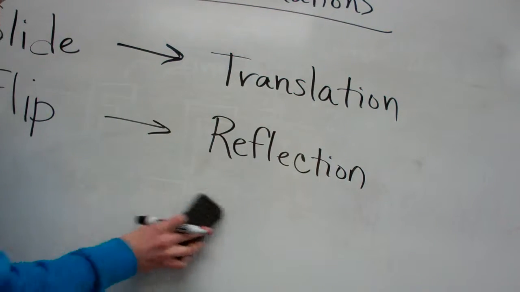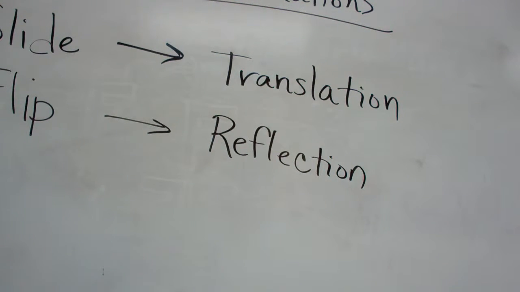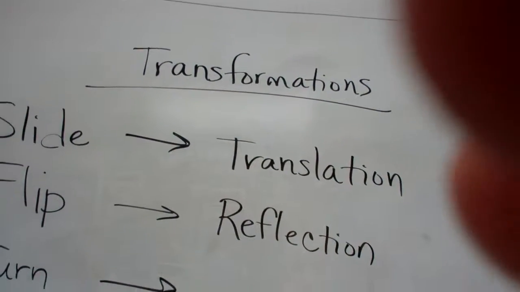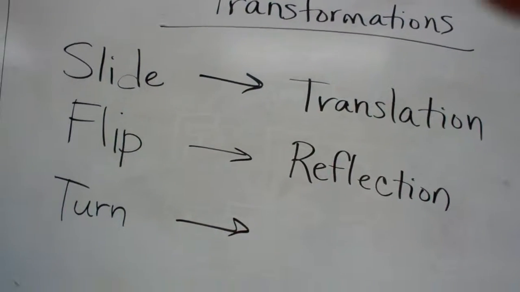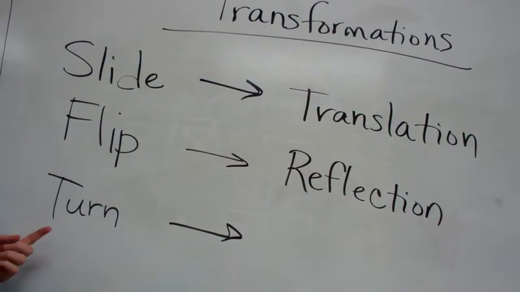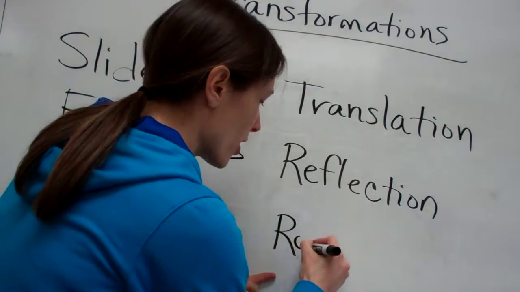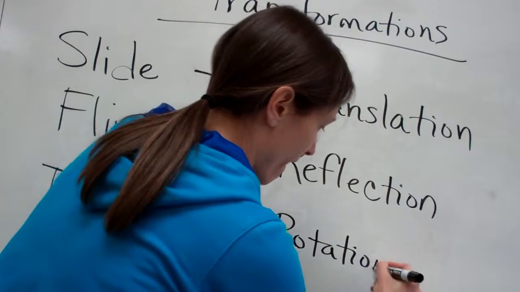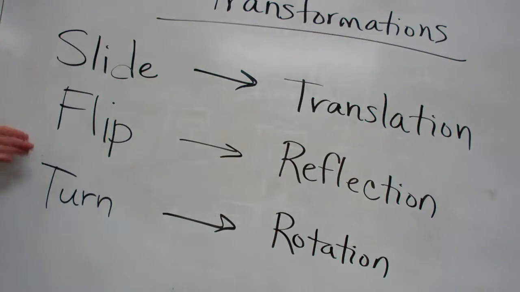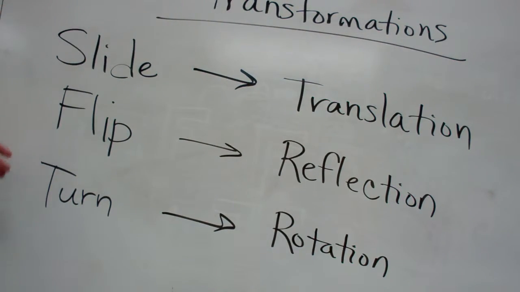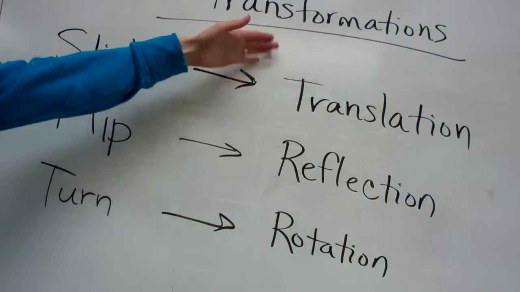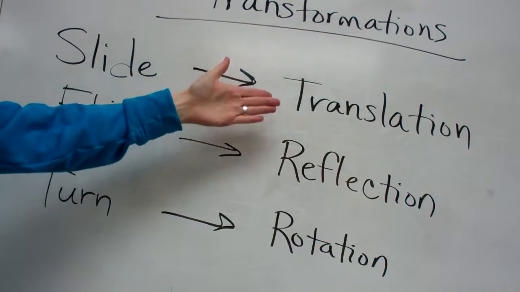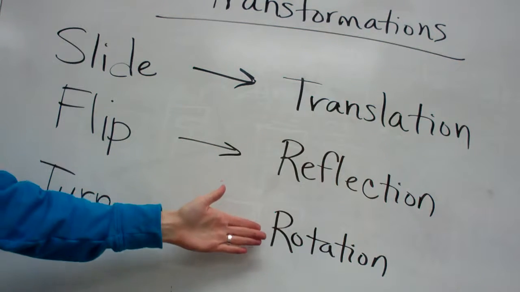Now, the last thing I want you to see in math is a turn. And a turn in math, thank you, Levi, you can see, a turn in math is called rotation. So these are the words we use when we're just in our language. In math language with transformations, it's translation, reflection, and rotation.